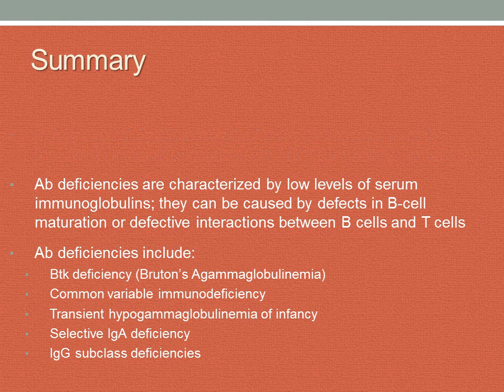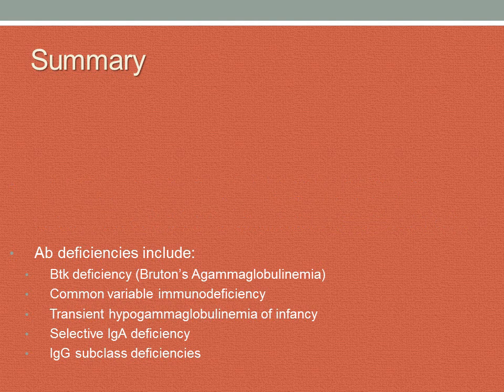Antibody deficiencies are characterized by low levels of serum immunoglobulins. They can be caused by defects in B cell maturation or in defective interactions between B and T cells. Antibody deficiencies include BTK deficiency, that's the one called Bruton's agammaglobulinemia, common variable immunodeficiency, transient hypogammaglobulinemia of infancy, selective IgA deficiency, and various immunoglobulin subclass deficiencies.